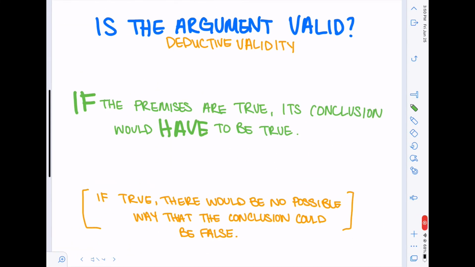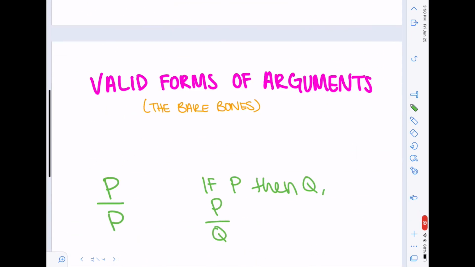Is the argument valid? Deductive validity. If the premises are true, its conclusion would have to be true. If true, there would be no possible way that the conclusion could be false.